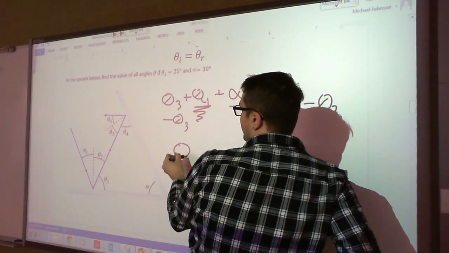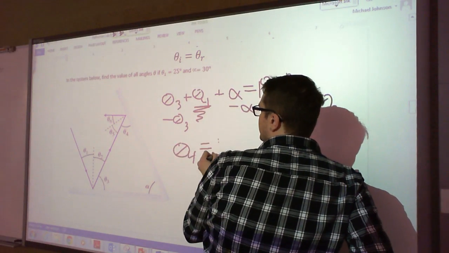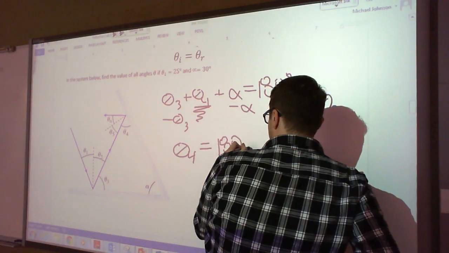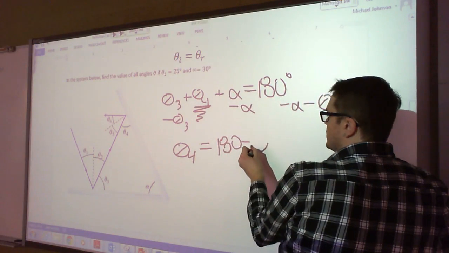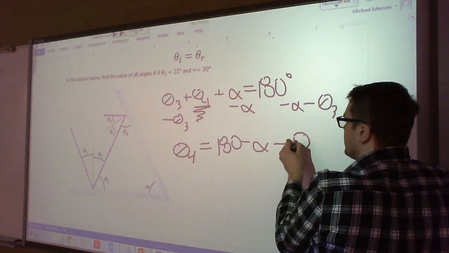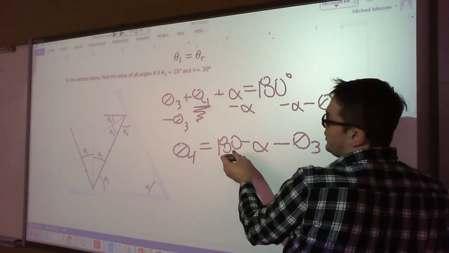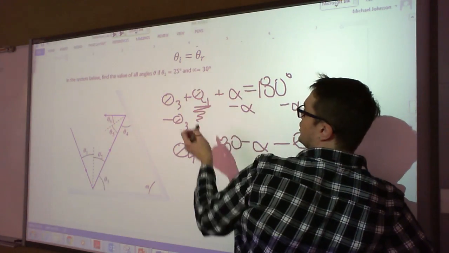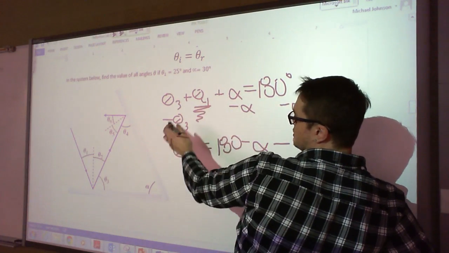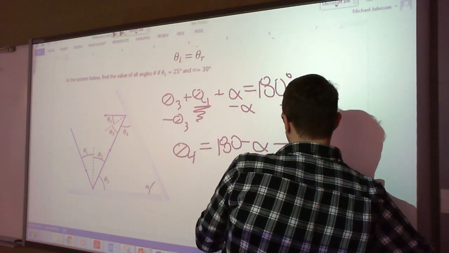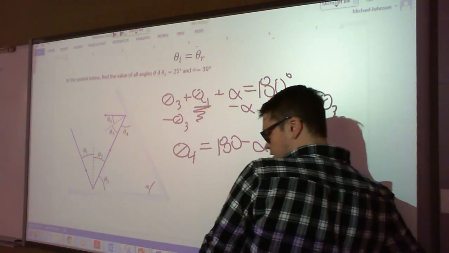To get theta 4 is equal to 180 minus alpha minus theta 3, minus 30, minus 65. Theta 3 was 65, right? Yeah.